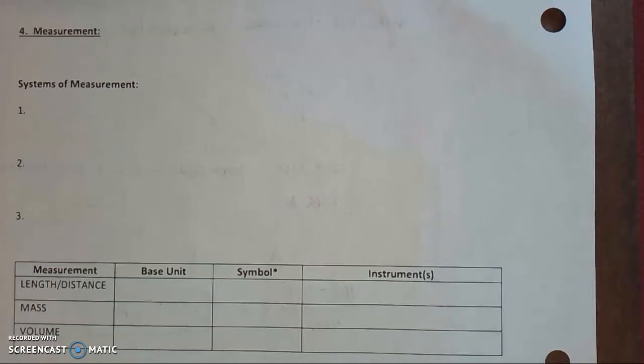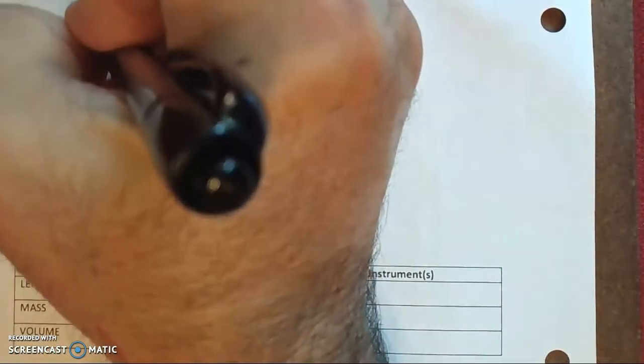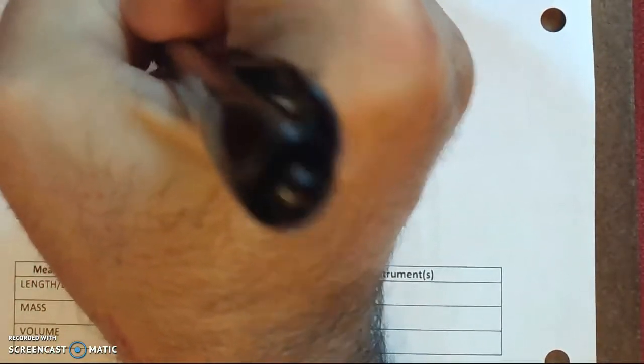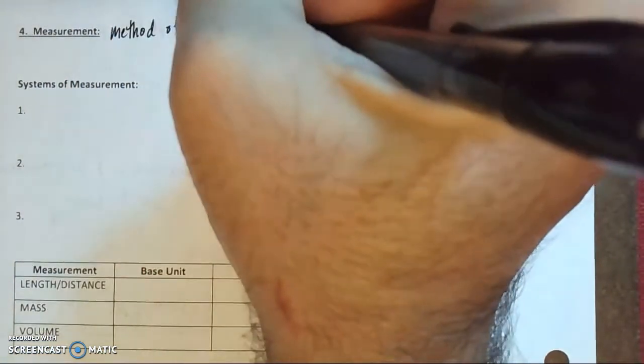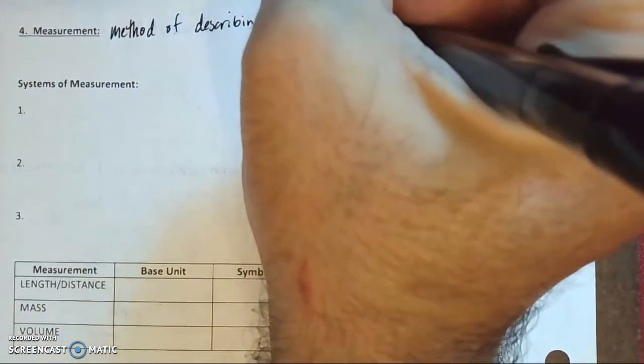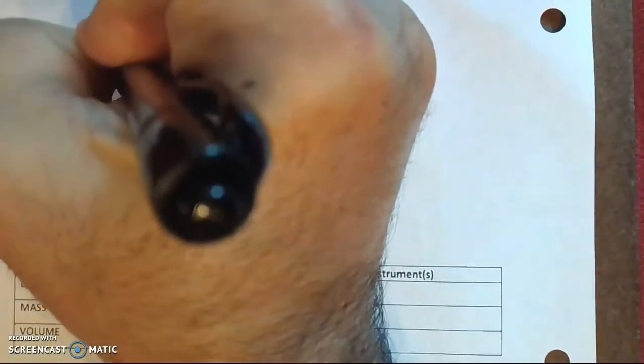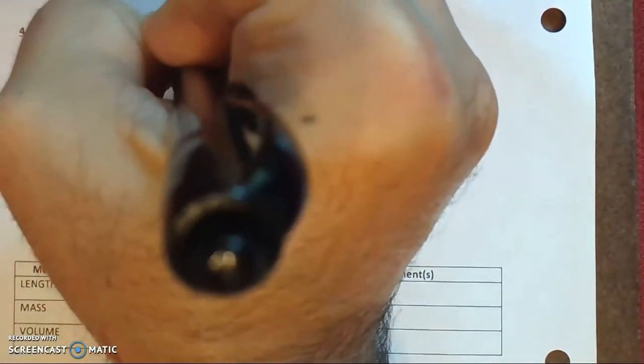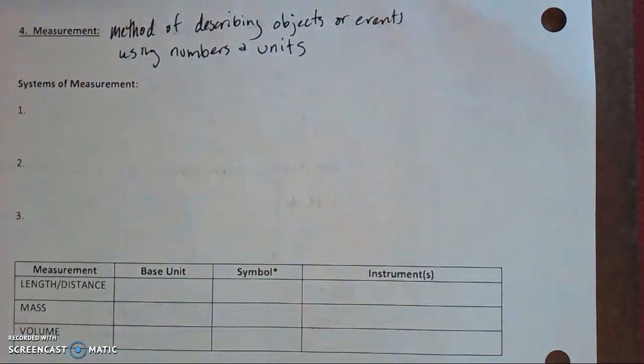So in this video, we're going to define measurement. Measurement is a method of describing objects or events using numbers and units. So we could describe an object like a book by how thick it is. We're using numbers and a unit, so we have to define what the unit represents. We could describe an event. We use time for that.